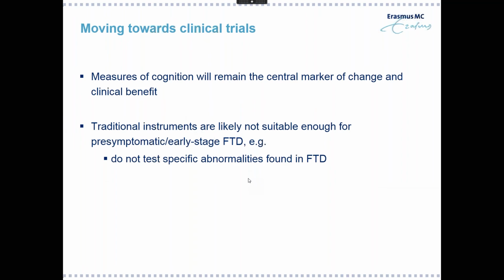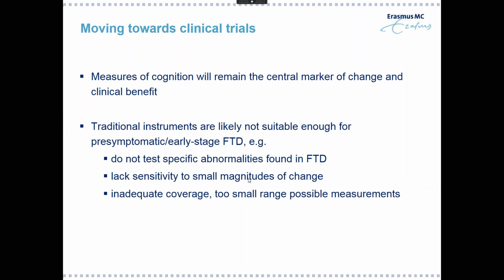For instance, a number of tests, including the MMSE or ADAS-Cog battery, lack domains that are specifically abnormal in FTD, such as executive function. Other tests lack adequate sensitivity to measure the small magnitudes of change that are happening in the pre-symptomatic to early disease stages. Others have a very coarse metric, for instance, only pass versus fail, or a very small range of possible answers, so that the construct they are trying to cover is not really adequately covered. And lastly, a number of tests are not really suitable for repeated administration, especially not in the pre-symptomatic stage, as they are very susceptible to practice and familiarity effects.